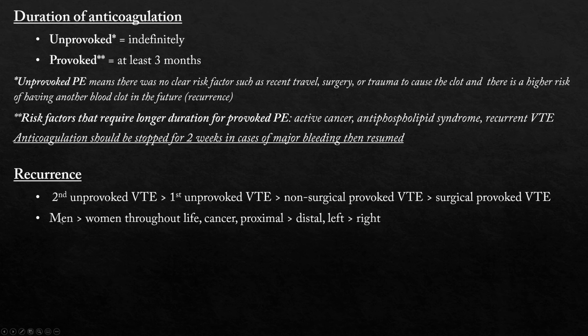Men have more recurrence than women throughout all life. Now, this is not to be confused with acute coronary syndrome. In acute coronary syndrome, men have a higher risk than women until the women have menopause. After that, they are equal. But in PEs or VTEs in general, men have a higher recurrence rate than women throughout the whole life. Cancer patients have a higher risk. As for the site of origin of the thrombus, the DVT, the more proximal it is, the higher the recurrence rate than if it's distal. If it's on the left side, more than the right side, as we talked about in May-Turner syndrome.